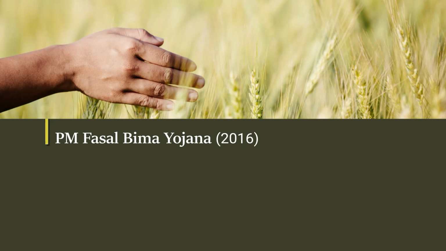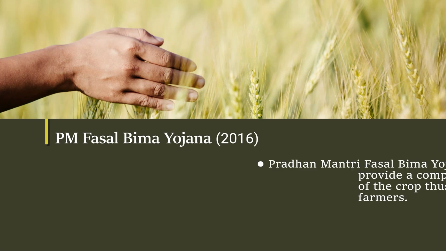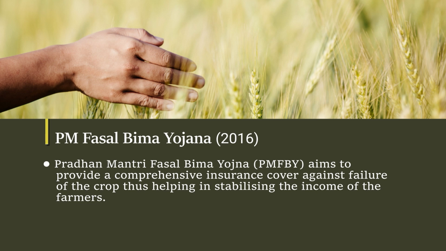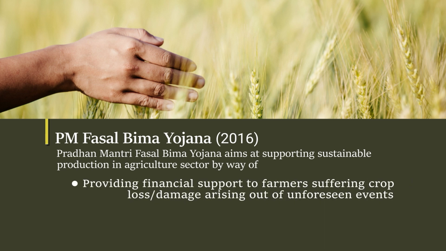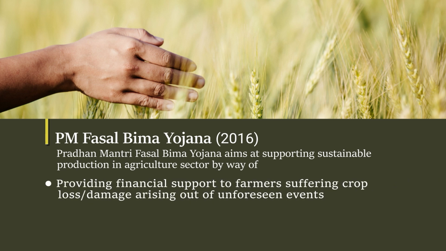We have Prime Minister Fasal Bima Yojana, which was introduced in 2016, with an aim to provide comprehensive insurance cover against failure of the crop. This will help in stabilizing the income of the farmers, because failure of crops is one of the unexpected and unfortunate incidents. Most of the time it happens, and it's a big loss to the farmers. This Pradhan Mantri Fasal Bima Yojana also supports sustainable food production in the agriculture sector by providing financial support to farmers who suffer due to loss of or damage to crops.